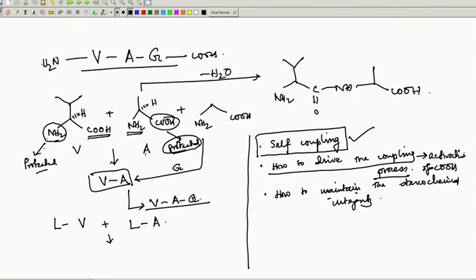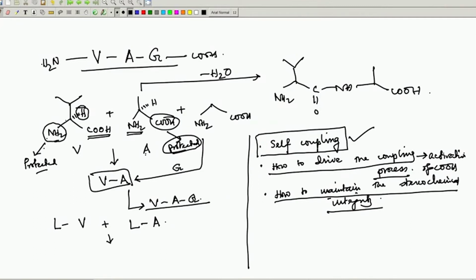However, in amino acid chemistry you cannot use PCl5 or SOCl2. I will tell you why. The third problem is how to maintain the stereochemical integrity. You know the stereochemistry comes from this hydrogen. Epimerization or racemization of this hydrogen involves removal of the hydrogen, because this is quite acidic, and then putting it back onto the same carbon, and while putting it back you actually invert the configuration.